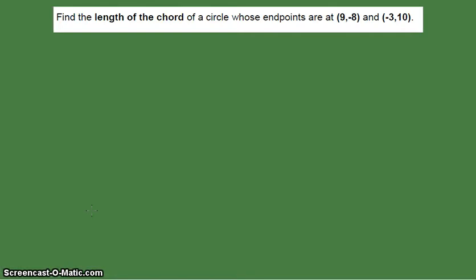Here's another problem related to circles, but it's not really about finding the center and the radius of the circle. This is more about the chord in a circle. So it says, find the length of the chord of a circle whose endpoints are at (9, -8) and (-3, 10).